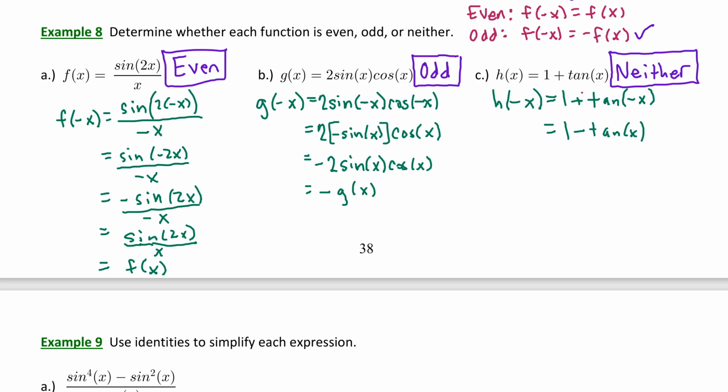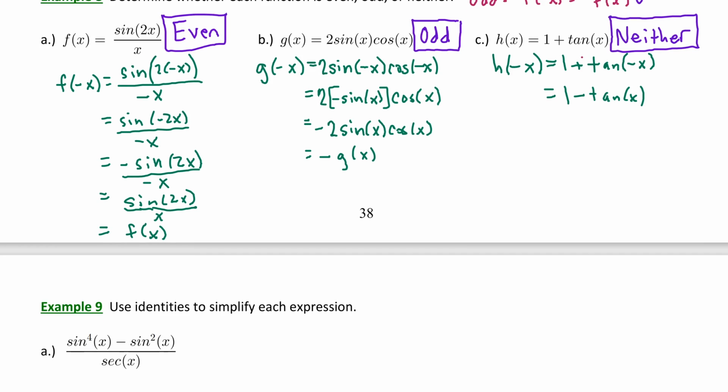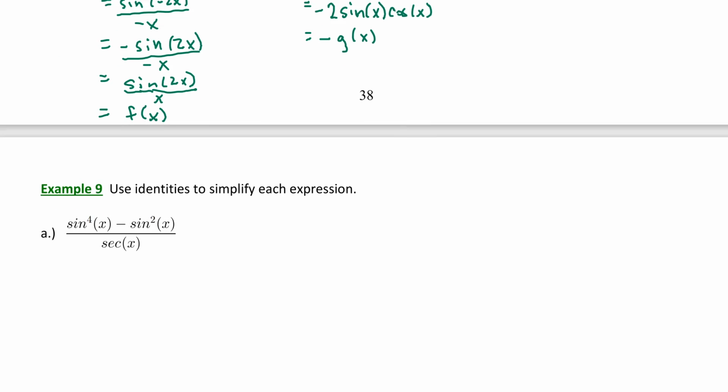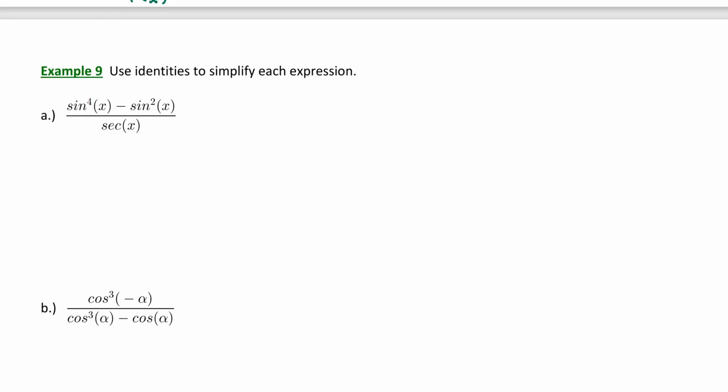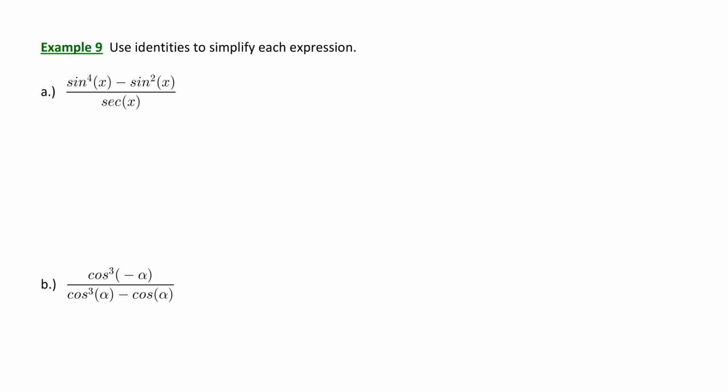So if we were to graph that function with our calculator, we would not see either symmetry about the y-axis or symmetry about the origin. Let's practice our identities some more on example 9. It says, use identities to simplify each expression. Remember, we have the reciprocal identities, the Pythagorean identities, and now the even and odd identities at our fingertips to use as tools to simplify these expressions.